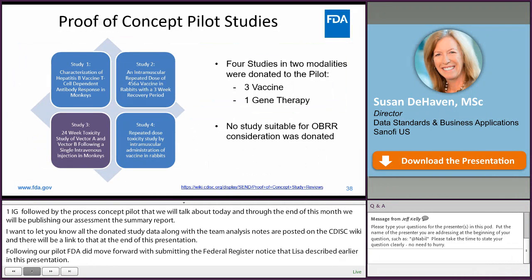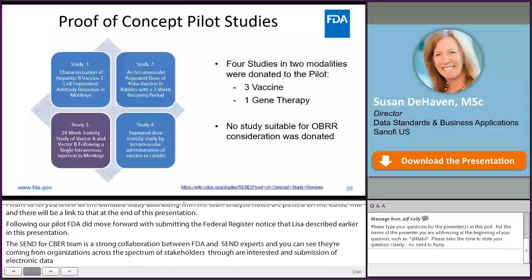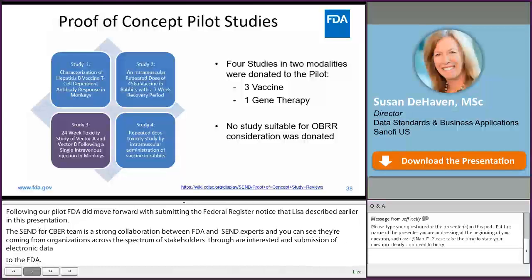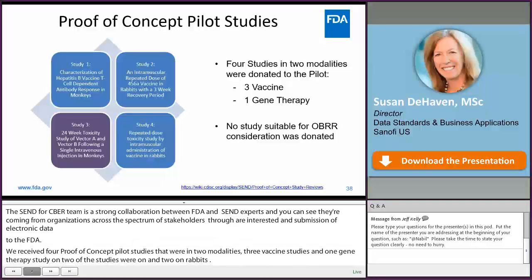We received 4 proof of concept pilot studies that were in 2 modalities, 3 vaccine studies and 1 gene therapy study. 2 of the studies were in monkeys and 2 were in rabbits. We did not receive any study that would have been suitable for an OBRR submission. However, the reviewers did participate in the review of all the domains of these 4 studies along with us from OBRR.